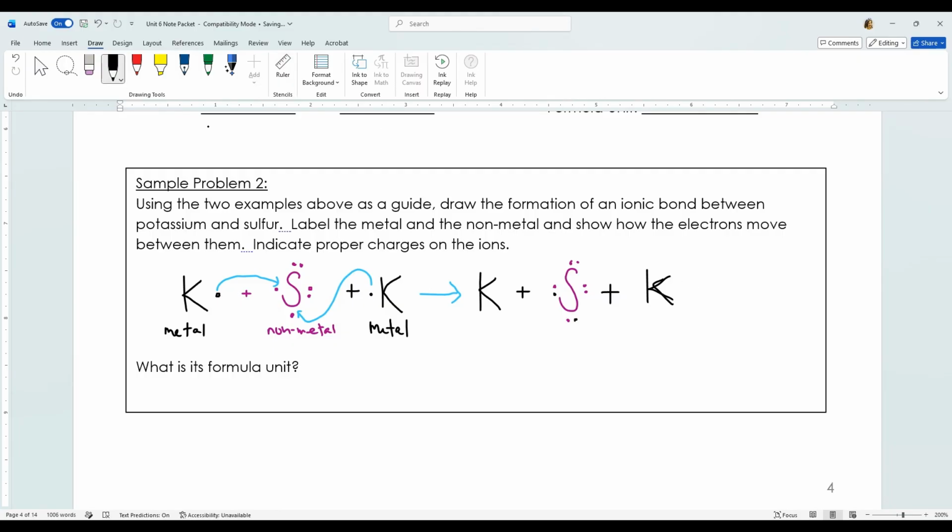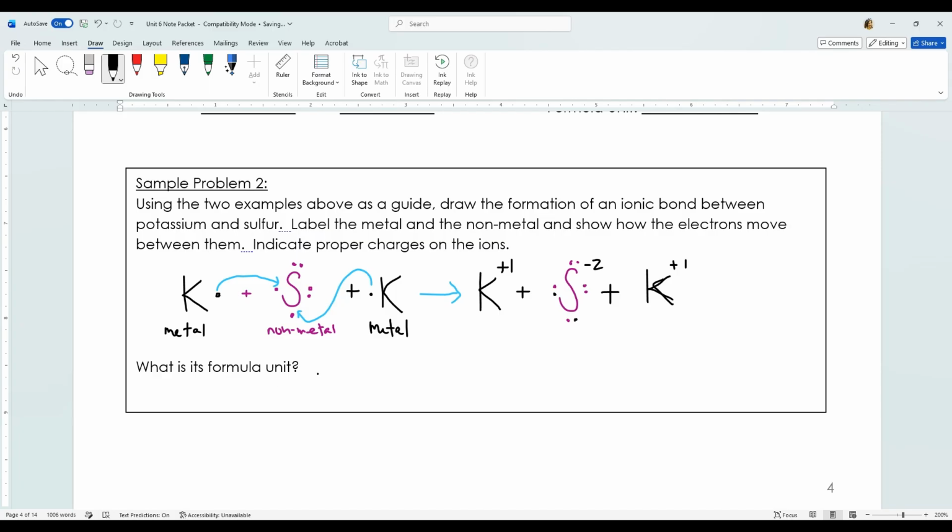Now, what does that mean? Well, each potassium lost a negative thing. If it lost a negative thing, its charge will be +1. Each one has a charge of +1. Sulfur, on the other hand, gained 2 negative things. So since sulfur gained 2 negative things, its charge is now -2. Notice how the sum, +1 minus 2 plus 1 gives me a sum of 0. That's what we want. We want to make sure that the sum of all of those charges is 0.